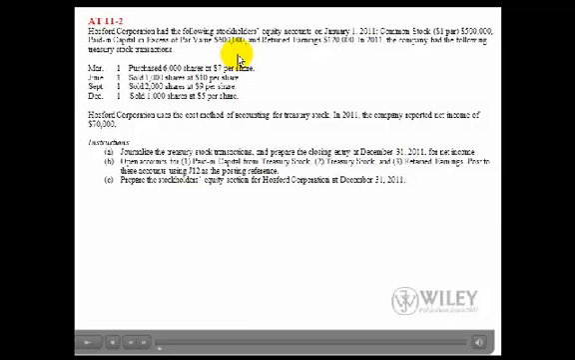Welcome students, Tom Harmer, your accounting professor here, and the following is a demonstration of the accounting for purchasing and selling of treasury stock.